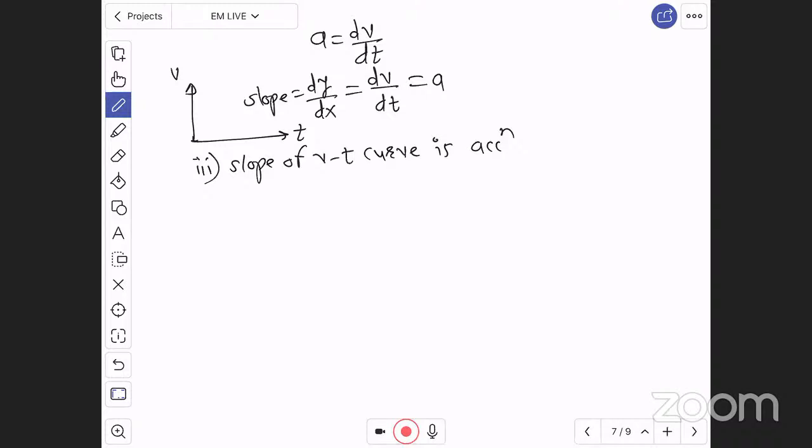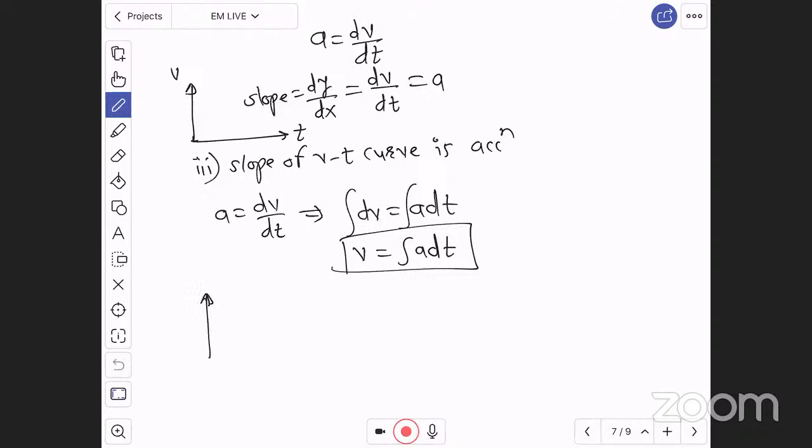Now fourth statement. Again, can I write acceleration is equal to dv by dt? From this can I write dv, change in velocity, is equal to a dt? Now if I integrate both sides, I will get total velocity. Therefore v is equal to integration a dt, right?